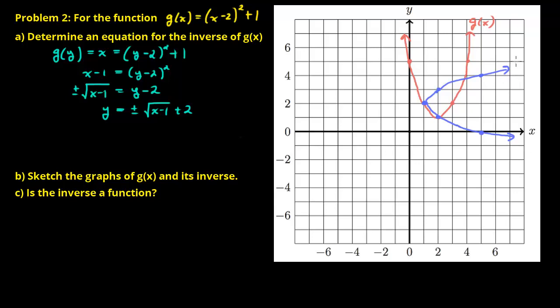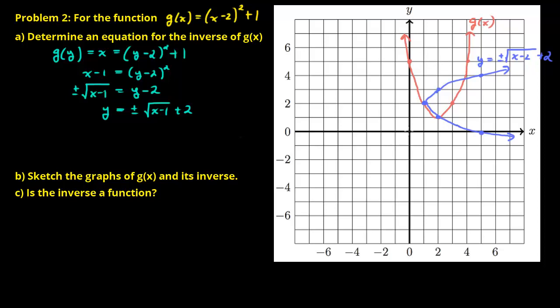So this is the graph of the inverse relation, and I can label it as y is equal to plus or minus the square root of x minus 1 plus 2. Graphically, we can see why the inverse is not a function, because if I draw a vertical line through the graph, it fails the vertical line test. So the inverse is definitely not a function. An easy way to tell whether the inverse of a function is going to be a function or not is to look at the graph of the function.